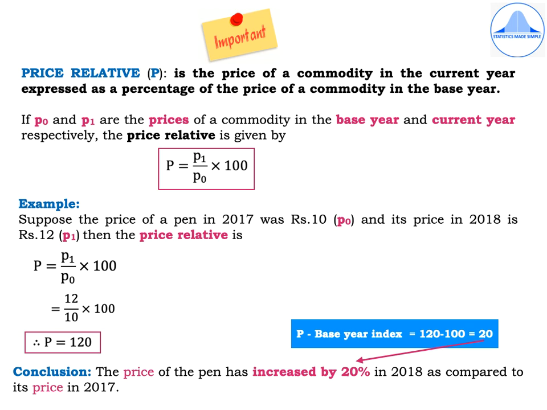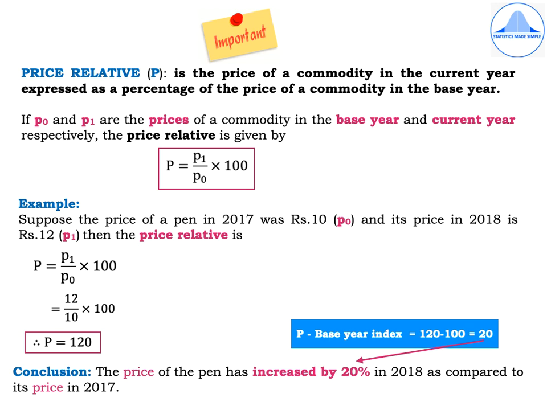So what is price relative? It is the price of the commodity in the current year, that means P1, expressed as a percentage of the price of the commodity in the base year, means it is divided by P0 and expressed as a percentage, so into 100. So the price relative formula is capital P equal to P1 by P0 into 100.